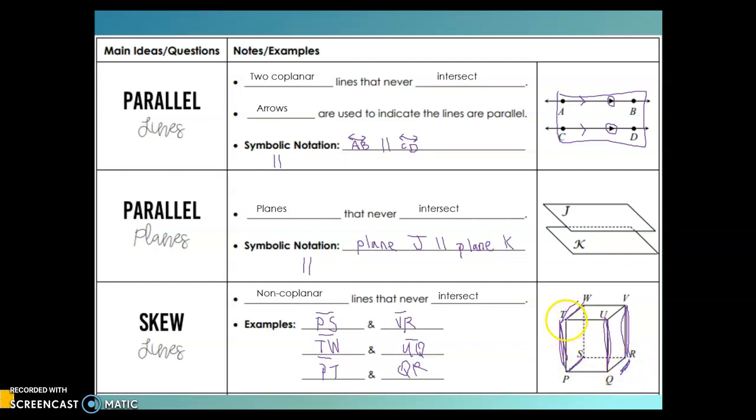Now, we can't say PT and PS. Those are not skew lines. They are on the same plane, this one right here, and they intersect at point P. So they've got to be lines that don't fall on the same plane and don't intersect in order to be skew lines.